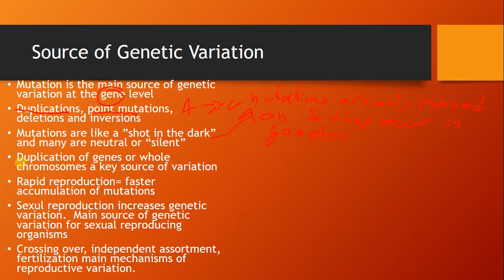So like we talked about, duplication of genes is a key source of variation, because for example, the protein that gene is supposed to be creating can still be created with the first copy of that gene, and the second one can mutate and form novel functions. For animals like ourselves, sexual reproduction is a giant source of genetic variation. It's the main source of variation for sexual reproducing organisms.